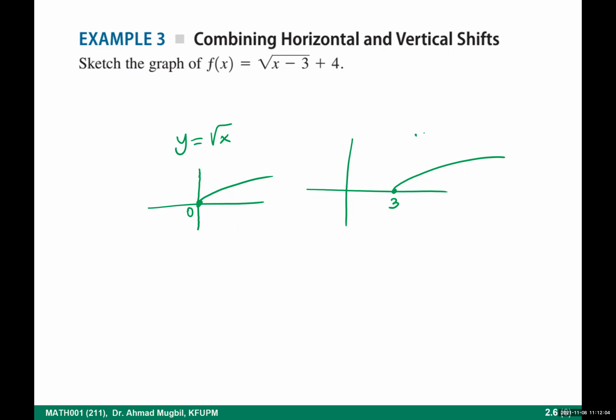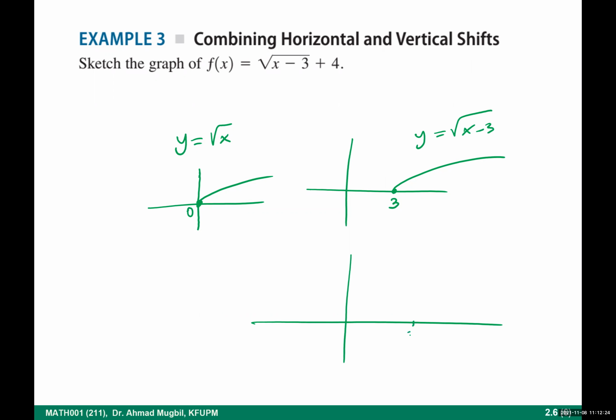So the graph here that we have is for x minus 3. We should follow the same order of operations. So we start from inside to outside: x minus 3, then square root, then of course plus 4. Then the next step will be what? It will be shifted up.